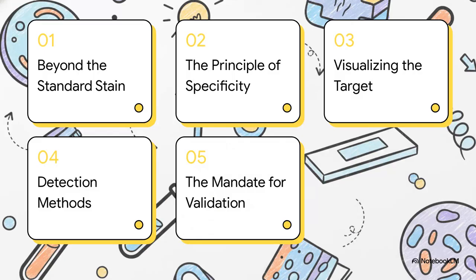All right, so here's our game plan. First, we'll see why the old-school staining methods sometimes just don't cut it. Then, we'll get into the secret sauce of IHC, the principle of specificity. After that, we'll look at how we can actually see the results, compare the two main ways of doing it, and finally, we'll talk about something that's absolutely critical: validation.